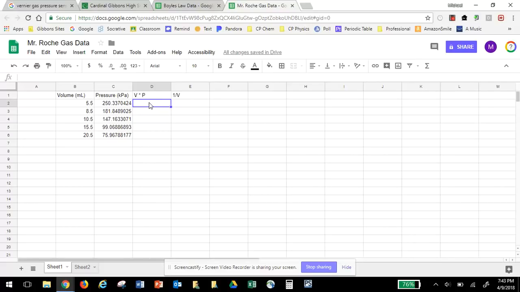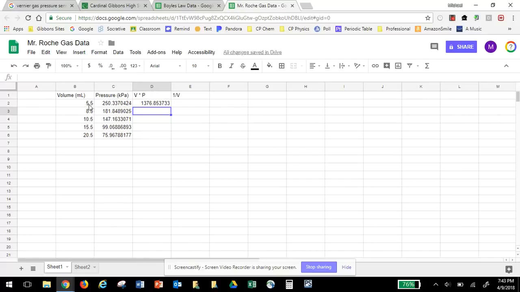And one way to figure that out is to see what happens when you multiply these things. So we are going to set up this cell here as volume times pressure. So that means it's going to be equal to whatever the volume is. And we just click that to get this B2. And then we're going to hit times, which is above the 8. And you're going to hit the pressure. And then you're going to hit enter. And then the computer is going to figure that out for you.